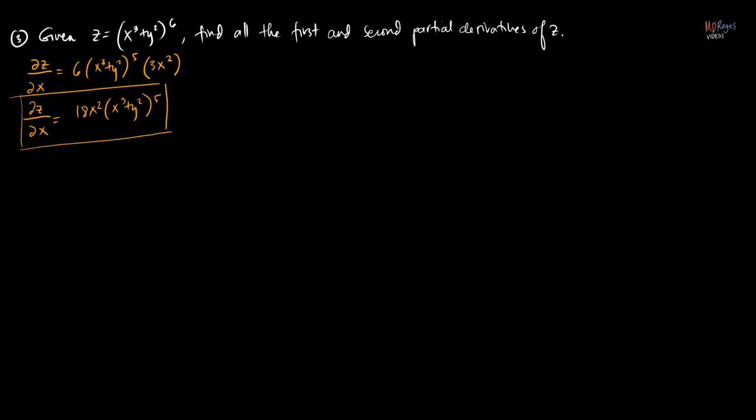Alright. Now for the first partial derivative of z with respect to y, in this case, we'll take x as a constant. So using the general power rule again, we'll have 6 times the quantity x cubed plus y squared to the 5th power times the derivative of the base with respect to y. Where the derivative of x cubed is 0, we'll have 2y only. So the first partial derivative of z with respect to y is equal to 12y times the quantity x cubed plus y squared raised to the 5th power.